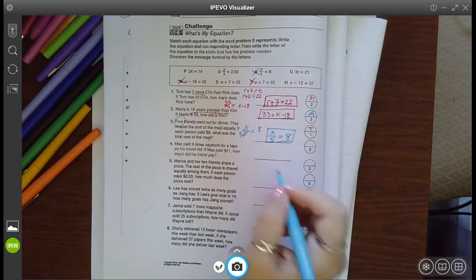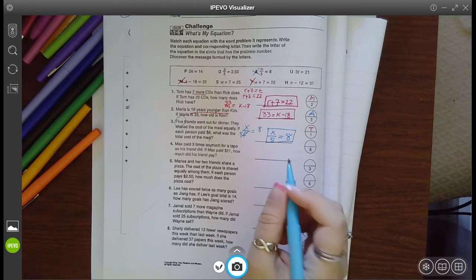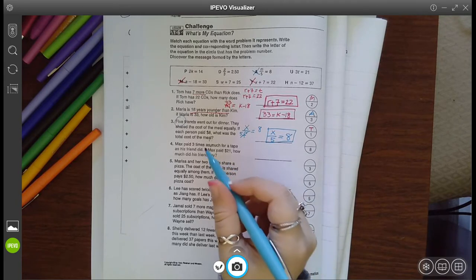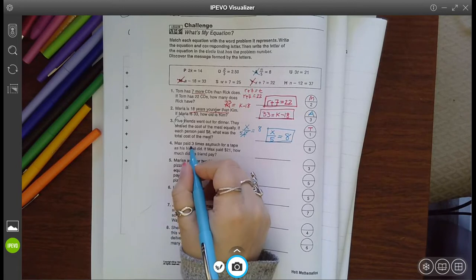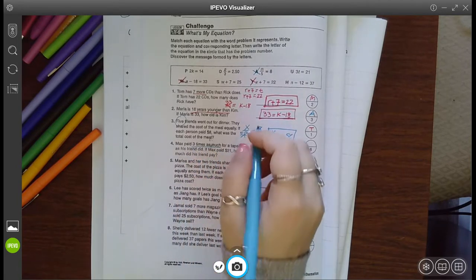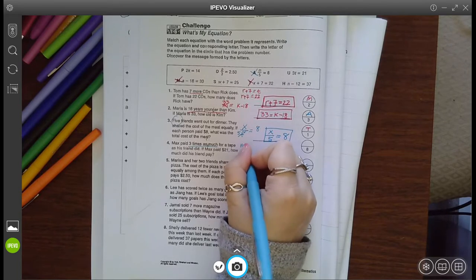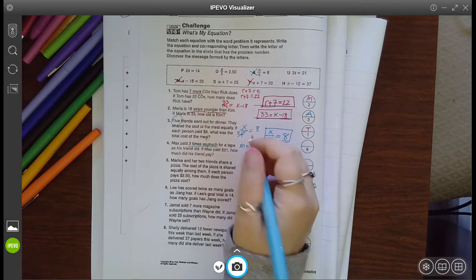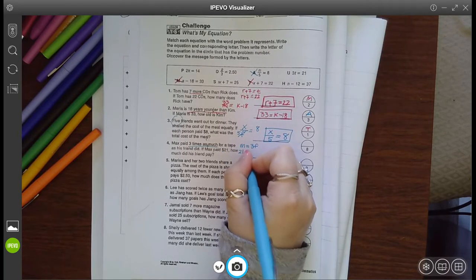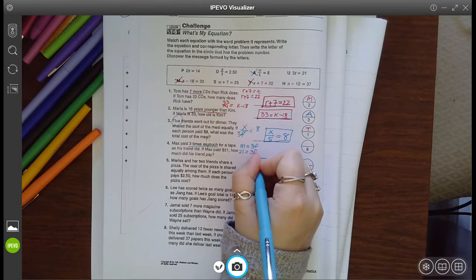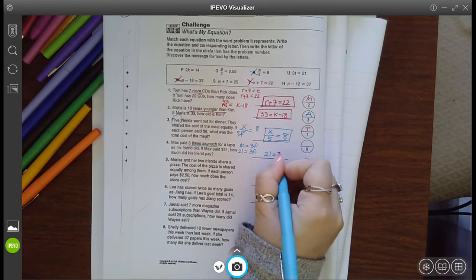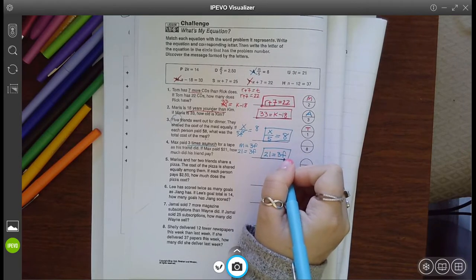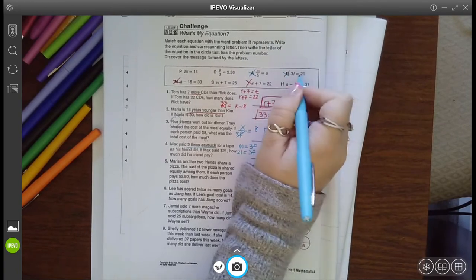Now remember, you can always pause the video and try it yourself and then unpause it to check, because it's good practice for you to try to set these up before we go through it together. This one says Max paid 3 times as much for a tape as his friend did. So Max is 3 times as much as his friend. And who did they tell me? If Max paid 21, so let's replace Max with 21, how much did his friend pay? So I'd end up solving for F. So that's my equation, 21 equals 3F. And of course, if you used a different variable than F, it doesn't matter. That one looks like this one up here, and they use T for tape.